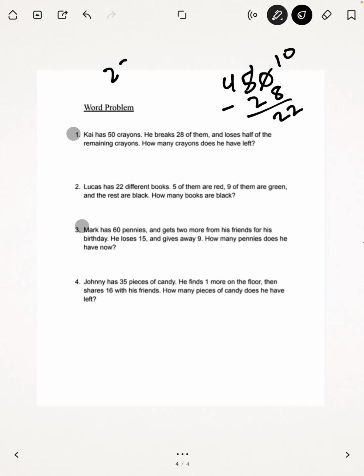He currently has 22 right now, but it says he loses half of the remaining crayons. So you have to divide it by 2. Half means 2. You see if 2 could go into 2, which it can. It goes into 2 one time. 2 times 1 is 2. Subtract, you get 0. You bring down the 2. 2 could go into 2 one time. So he has 11 crayons left.